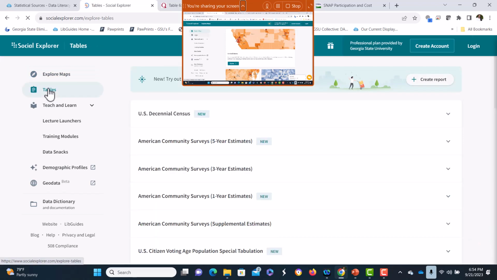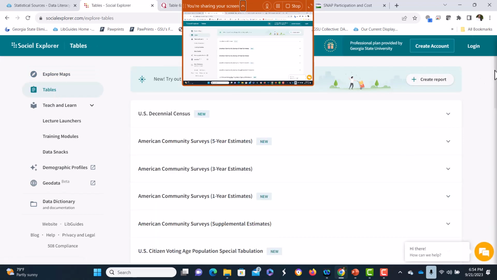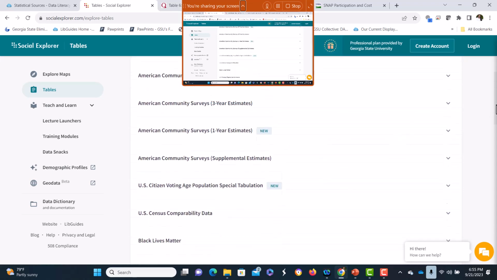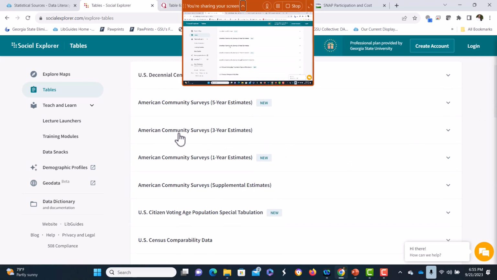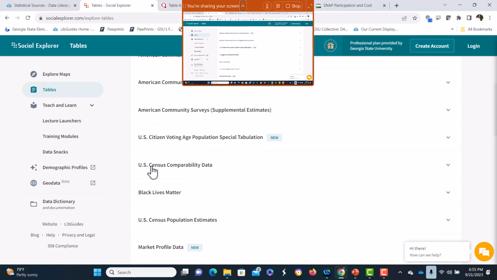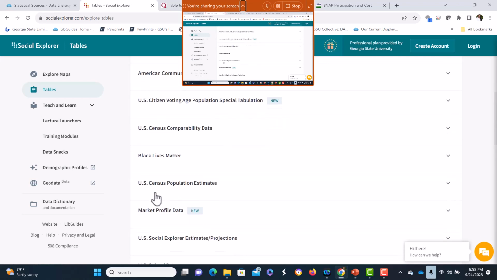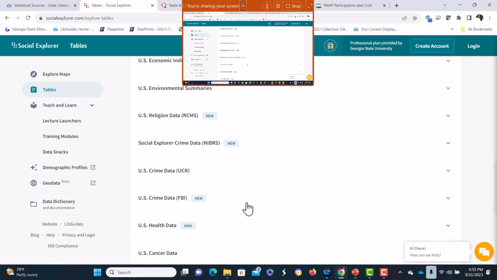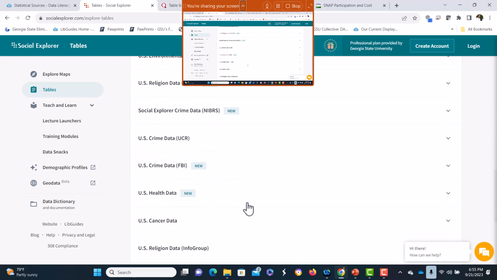But I'm going to just go here to tables, and you can see some of the tables that are listed here. American Community Surveys, a lot of different information, again, about the U.S. population, work. Here's another one: voting, census, Black Lives Matter, housing data. So there's a lot going on here. And another good one that comes up a lot is crime data. So let's just take a quick look at that.